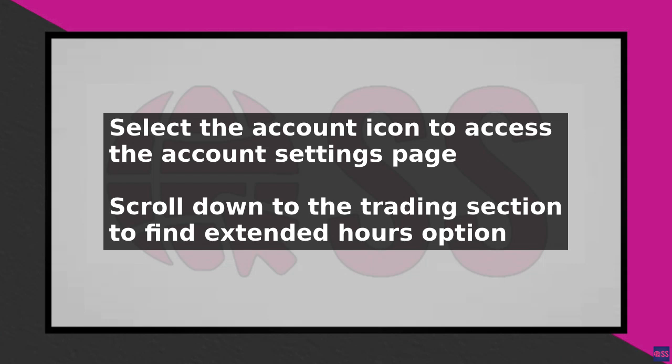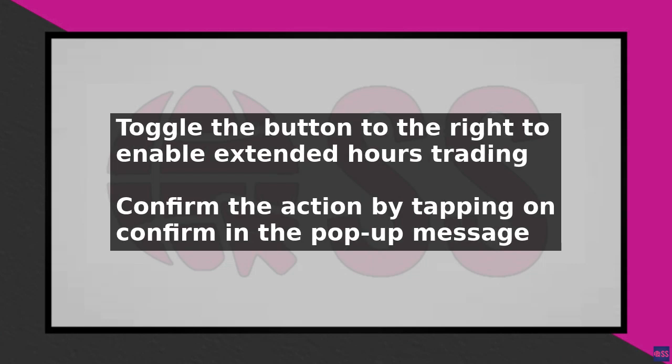You will then see a pop-up message asking you to confirm that you want to enable extended hours trading. Read the message carefully and tap on Confirm to proceed. You will then be taken back to the account settings page, where you will see that extended hours trading is now enabled.